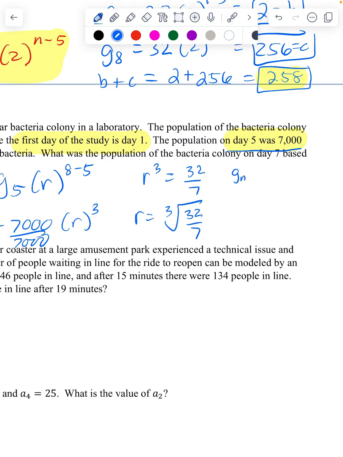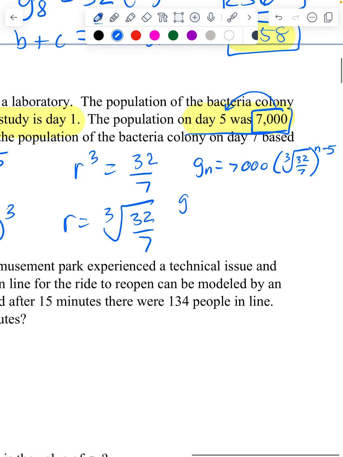So my nth term is going to be, I'm going to use the 7,000, which keep in mind is the 5th term. So here I'm going to have my cube root of 32 over 7, and then I'm going to raise it to the n minus 5 power because I started with the 5th term. And so to find g of 7, I'm going to have 7,000 times the cube root of 32 over 7 to the 7 minus 5, which is obviously 2 power. And obviously this would be on the no calculator part. You would just have to do that in your brain.